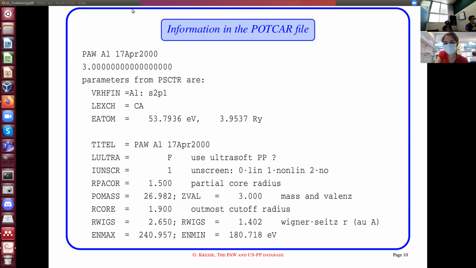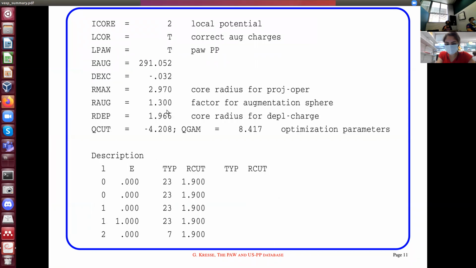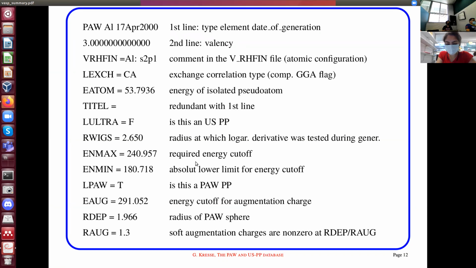So you can open yourself a POTCAR file. The first line looks exactly like this, of course the parameters are different. In case you have carbon, you will see C here, and then you have the different electrons, and then all the other information. Nothing special. You don't need to learn them because they are in the POTCAR, so no reason for you to learn this. And then here it is explaining what I just told you.